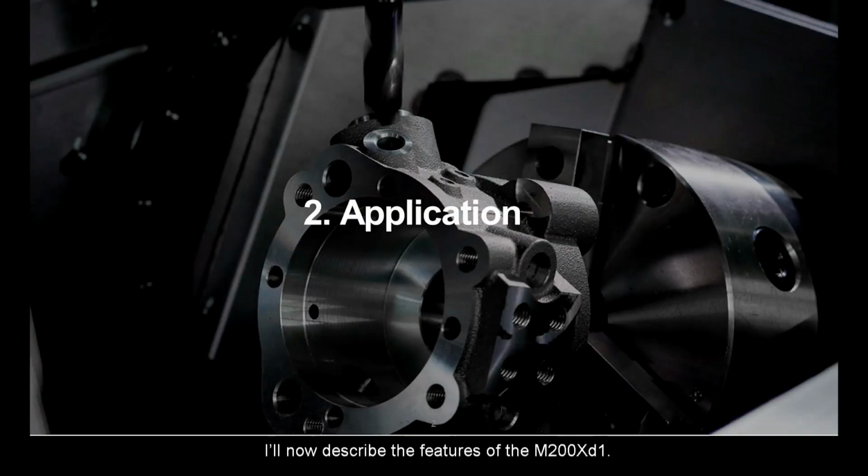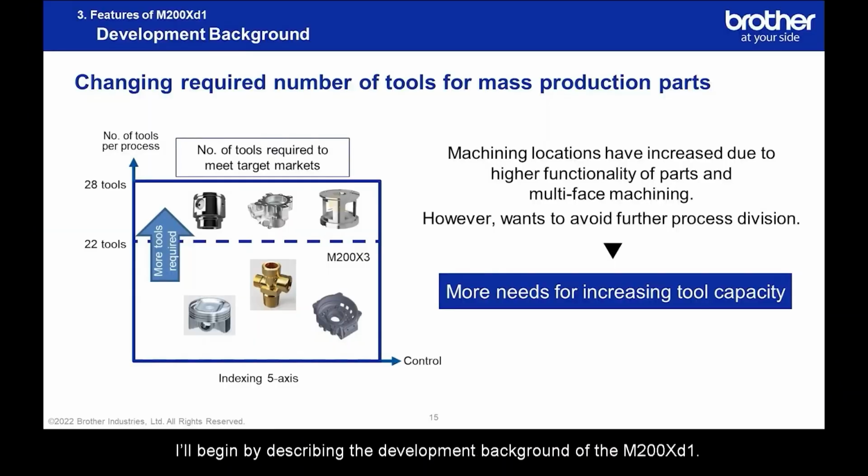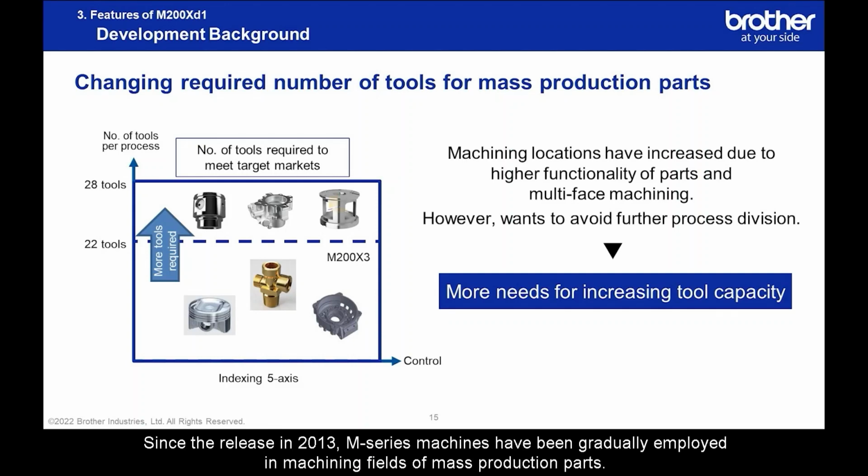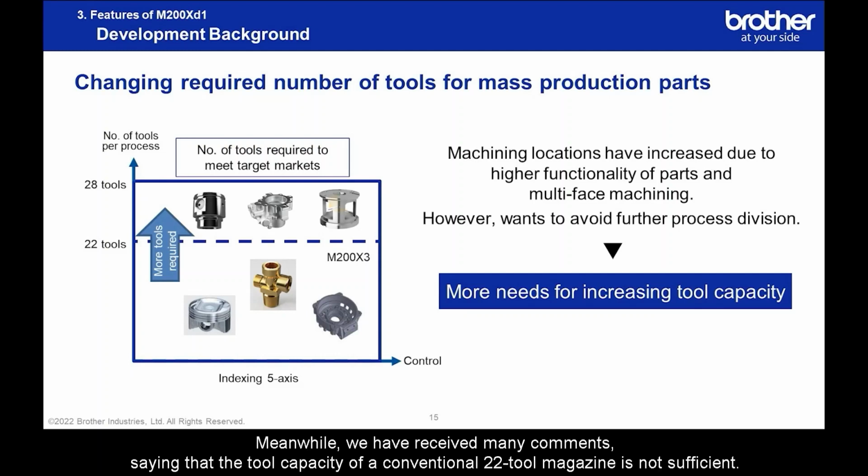I'll begin by describing the development background of the M200Xd1. Since the release in 2013, M-series machines have been gradually employed in machining fields of mass production parts. Meanwhile, we have received many comments, saying that the tool capacity of a conventional 22-tool magazine is not sufficient.